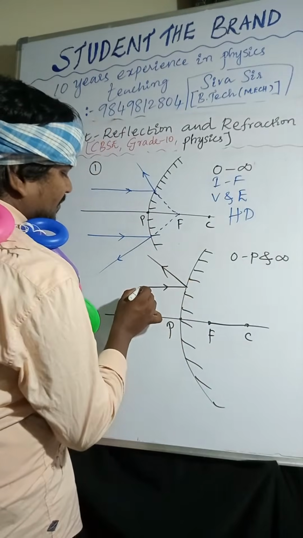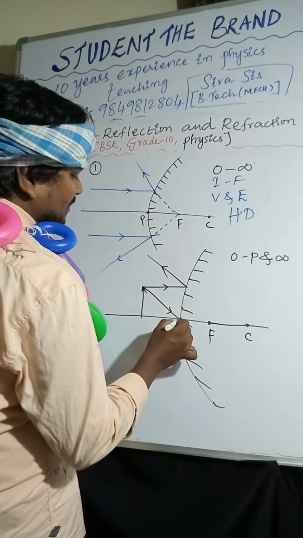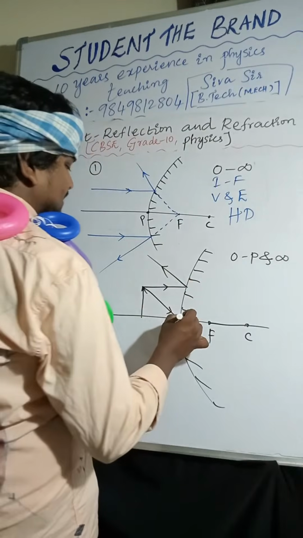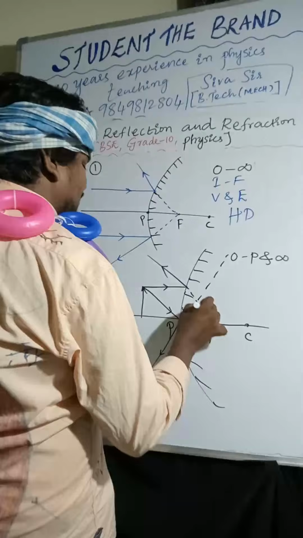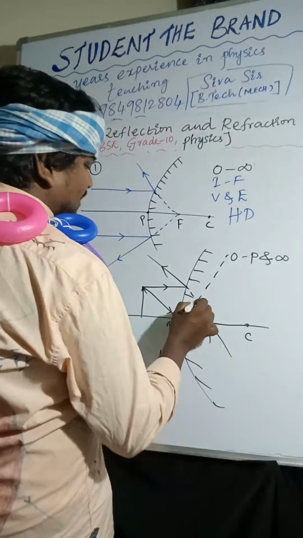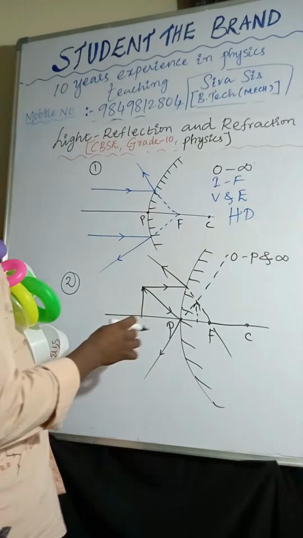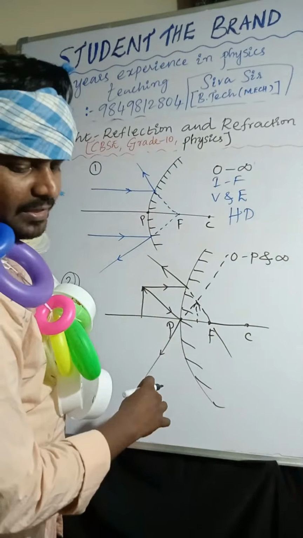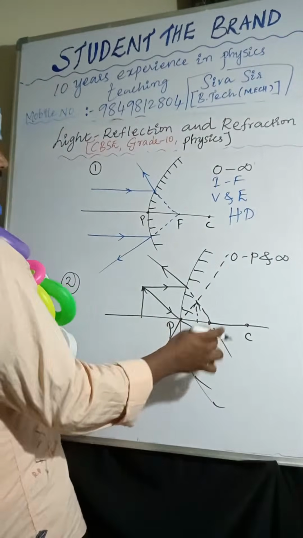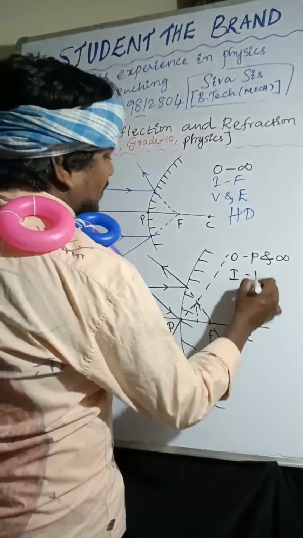Another light ray I am taking at the pole. That also is reflected back. So if you extend those light rays, between P and F, the object is placed between P and infinity. So the image will form between P and F.